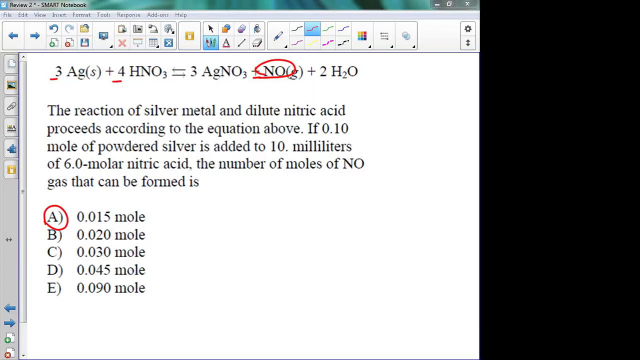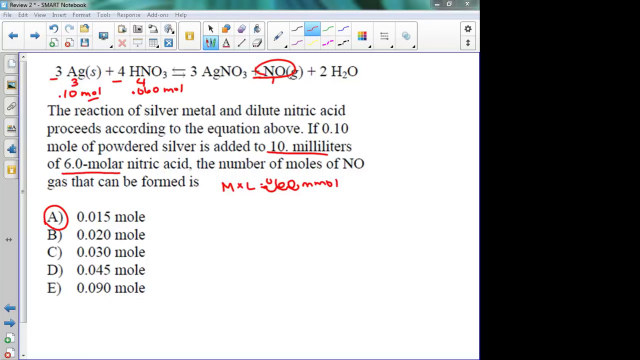Okay, so they give me 10 moles of powdered silver, so I've got a 3 to 4 to 1 ratio, and I've got 0.10 moles of silver. And then they give me 10 milliliters of 6 molar nitric acid. So to get to moles, I just do molarity times liters, which would give me 10 times 6, which is 60 millimoles. But since this is in moles, I need them both to be in the same units, right? So I'm going to go back 1, 2, 3 and make that 0.060 moles of nitric acid.